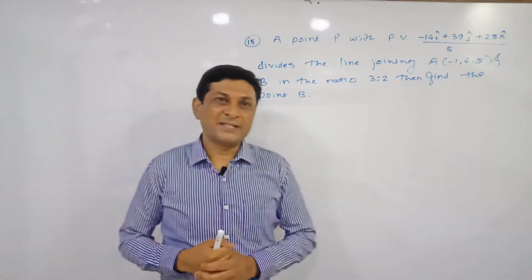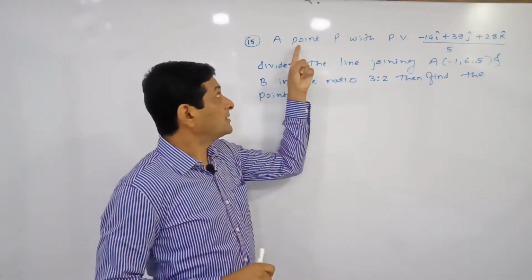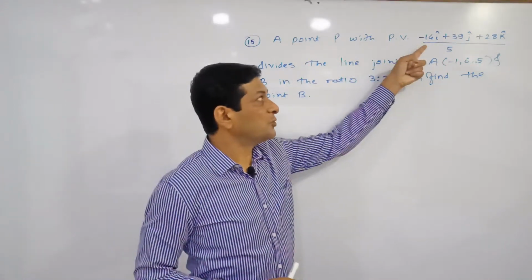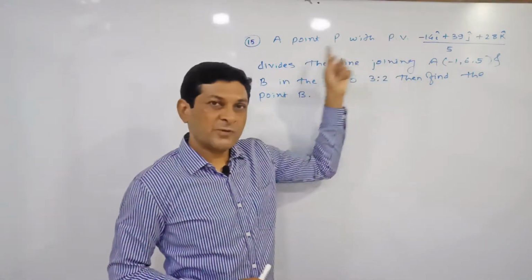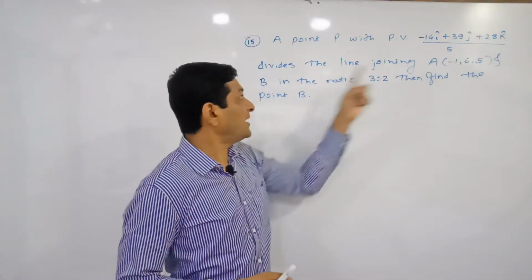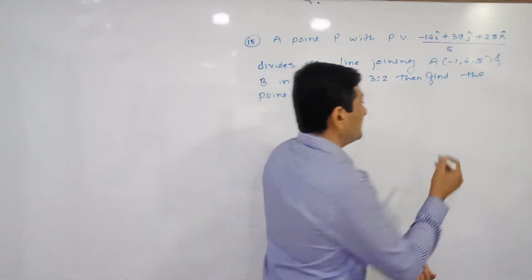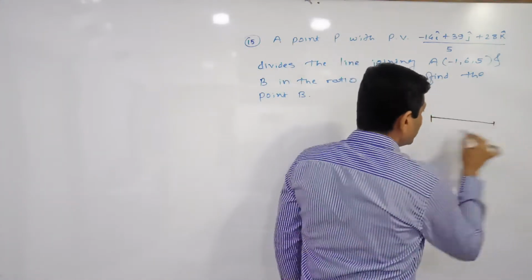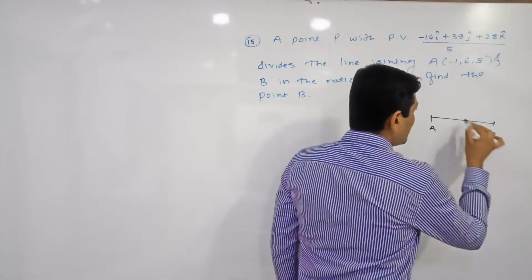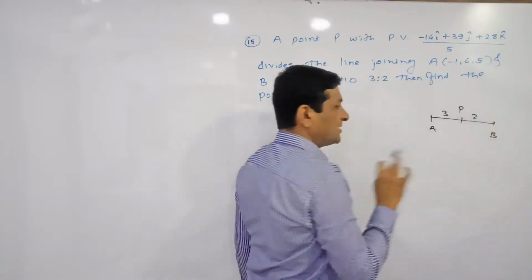Now observe the next example, example number 15. In this example, this is the position vector of point P, which divides the line joining points A and B in the ratio 3:2. If you observe the given condition, one segment is there, segment AB, and point P divides this segment AB in which ratio? 3:2. It is given to us.